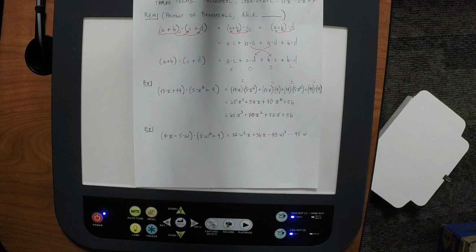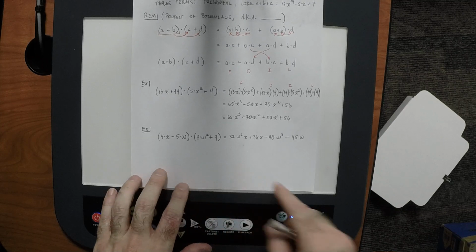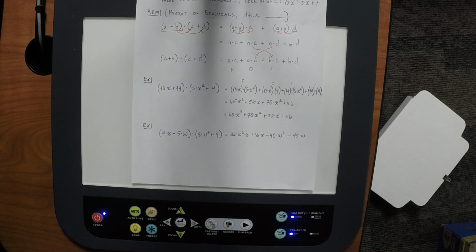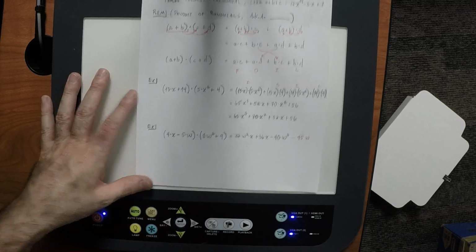But what? Variable's not the same, right? So in order to be alike, it has to have all the same variables, and all those same variables have to have the same degree. Otherwise, they're not alike. Good. Any question about this?